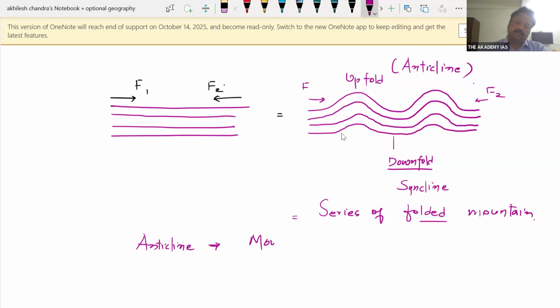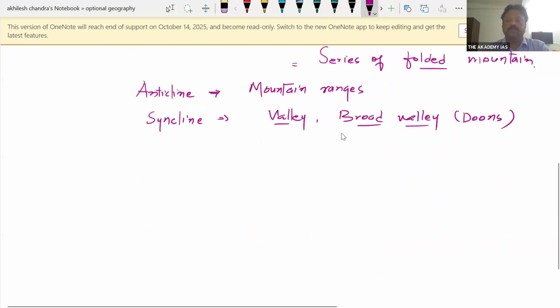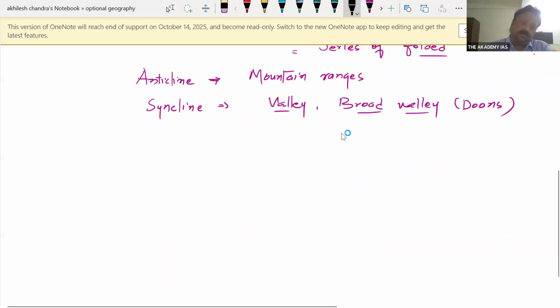Where anticline represents mountain ranges, while syncline represents either a valley or a broad valley, sometimes referred to as dunes. Fine. So we have folding, and different types of folds are formed. So we have different types of fold.